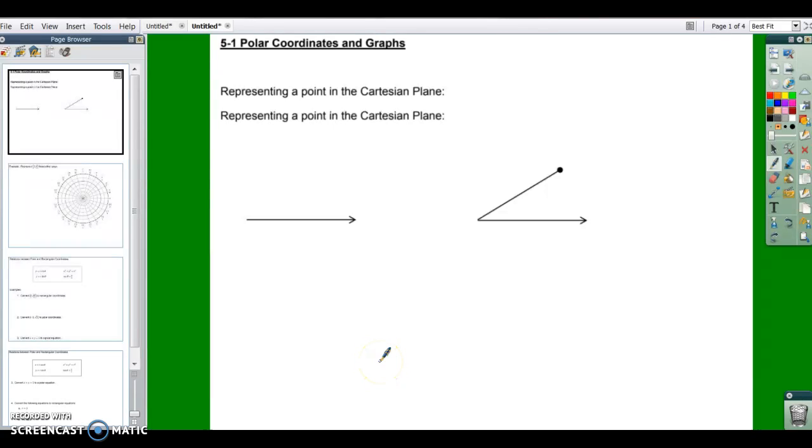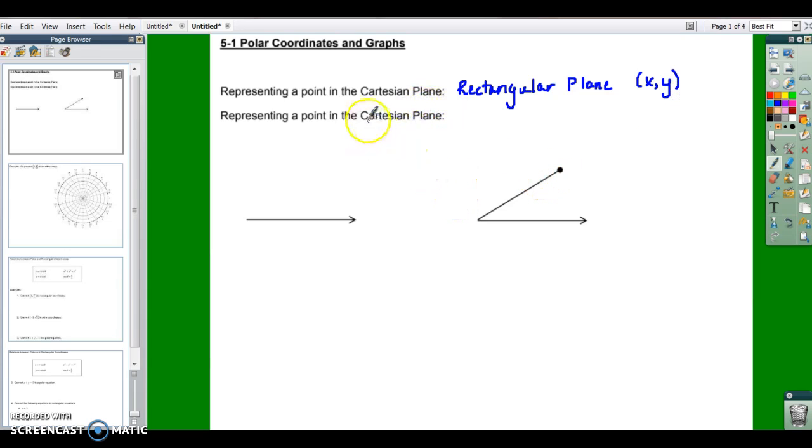In this video, we're going to do an introduction to polar coordinates and graphs. So polars are a completely different way of looking at equations and points, and we're going to talk about the differences. All the things we've done before have been in the Cartesian plane or the rectangular plane. And we've always used x and y coordinates when we have represented points and lines.